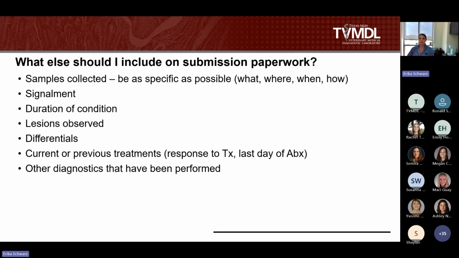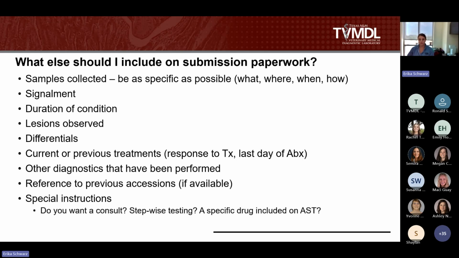Have you submitted for PCR? Did you do a CBC, chemistry, urinalysis, something that might lead you to believe that we have a bacterial etiology that we're trying to culture for? And then a reference to a previous accession, if it's applicable and available. If you have that reference number, that's really helpful for us to look up in our system, see what we might have done, if this is a reculture, if this is a recheck following therapy. That's just really good information for us to have at the beginning of the culture.